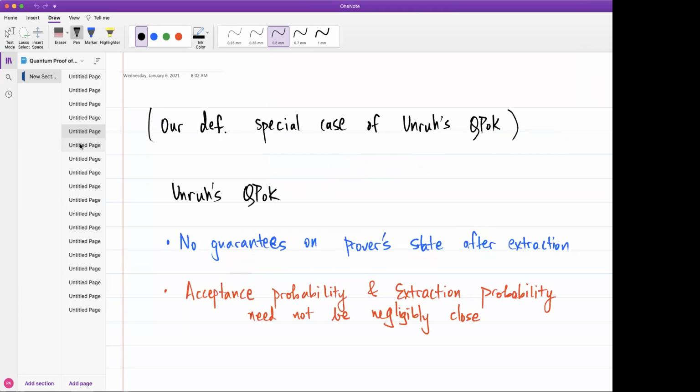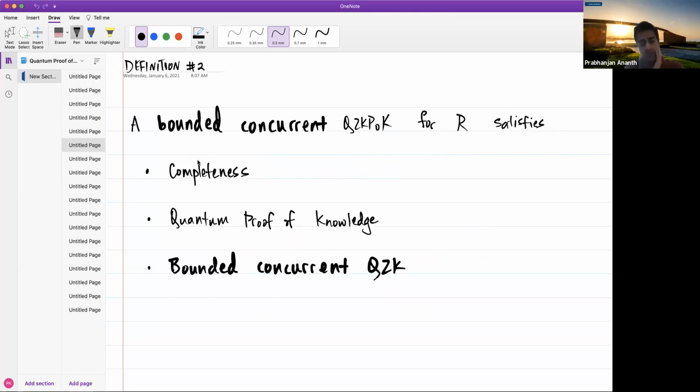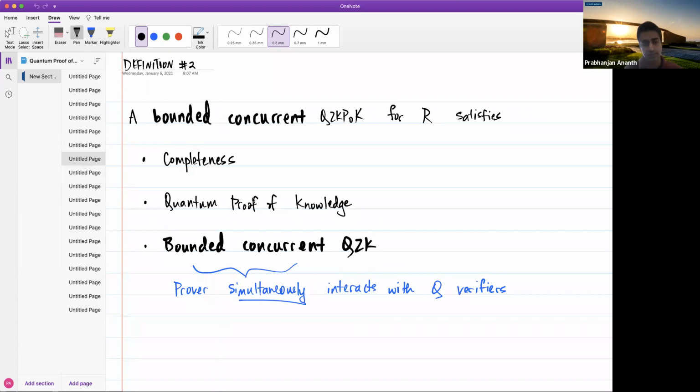Okay, so we can generalize the definition to the bounded concurrent setting as well. In this setting, we require completeness and quantum proof of knowledge as before. But in addition, we want the protocol to satisfy a stronger property called bounded concurrent quantum zero knowledge. I'm not going to discuss this in detail. This was covered in one of the earlier reading group talks. So I'm going to very roughly say what it is.